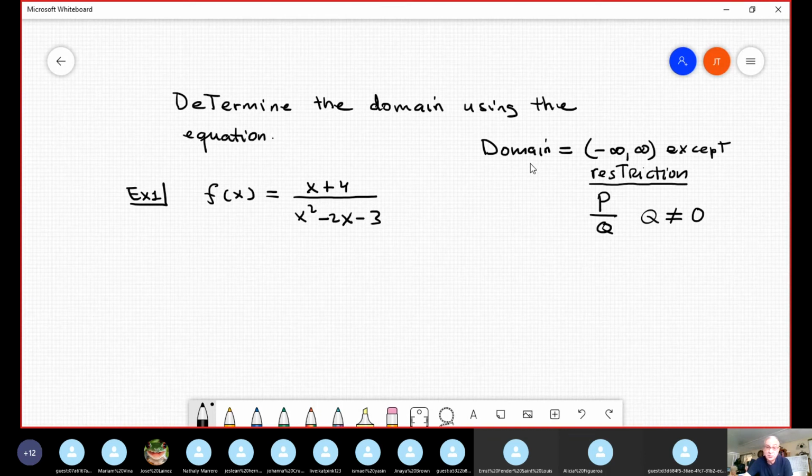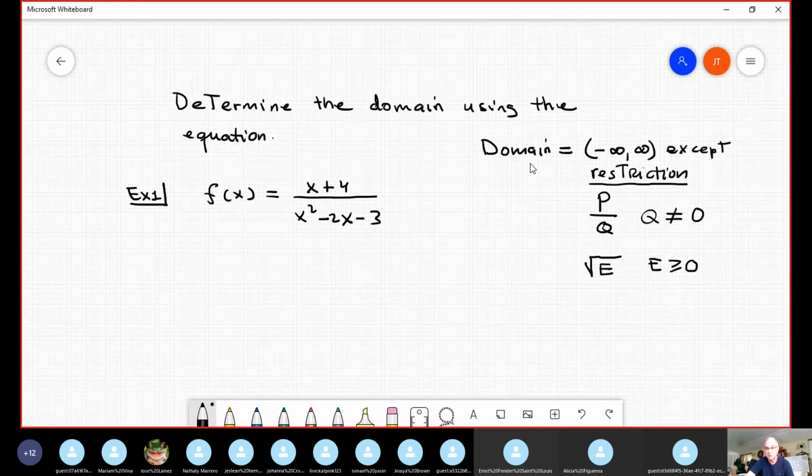Okay. Another possibility is when you have a square root of an expression I call E, capital E. This expression E must be non-negative, so greater than or equal to 0. Because I know what happens when it's negative: the square root of a negative number is imaginary, and imaginary is totally out of the real numbers. This is all real numbers.